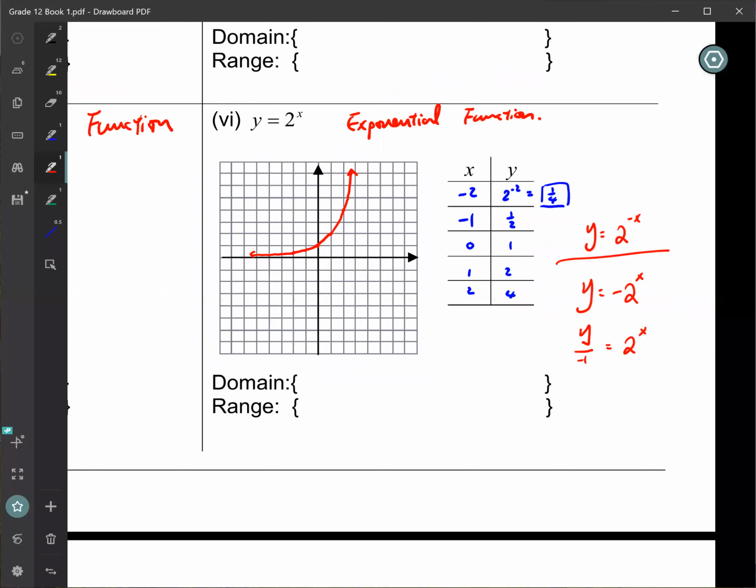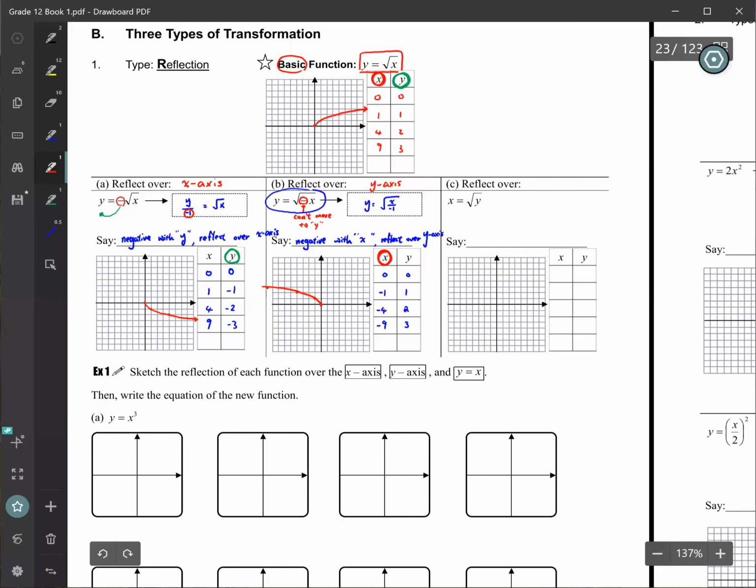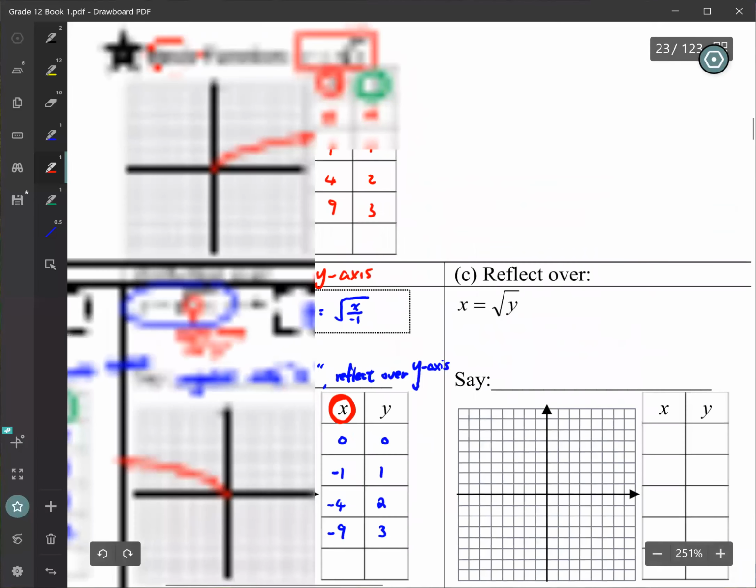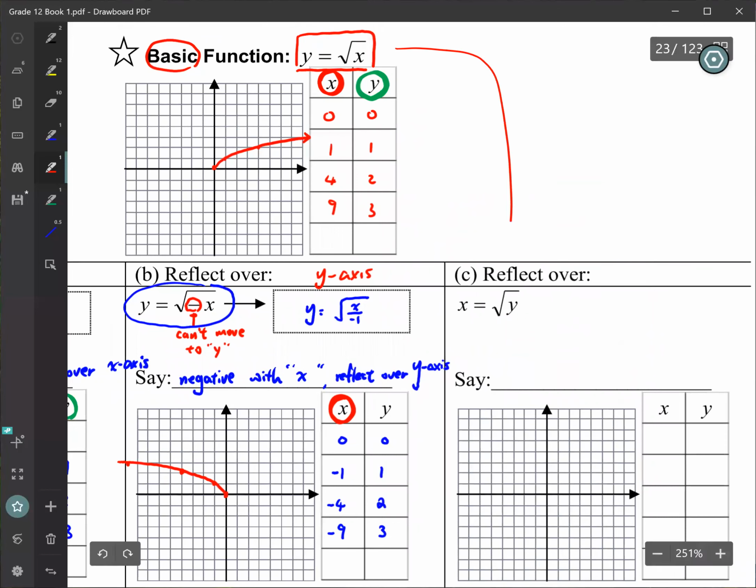All right, so let's go to the third reflection. Can somebody tell me what's happening here? Compare with the basic. What's going on? X and Y are flipped. Okay, so X and Y are flipped. Did we see that before? Yeah. Where? Inverse. Inverse, very good. X and Y swap.